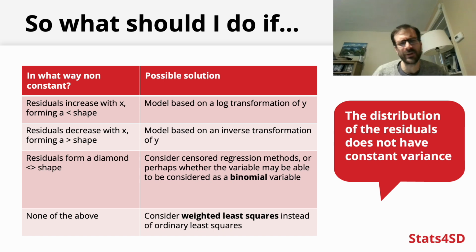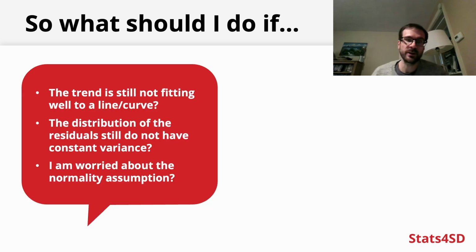If it doesn't really fit with any of those patterns, then there's also methods like weighted least squares if the variability is a little bit less predictable, particularly if you're dealing with an x variable that is a grouping variable rather than a continuous variable. That may be a good approach to dealing with that. But at this point, you may have gone through and you still can't really come up with a curve or a line that fits your data particularly well.